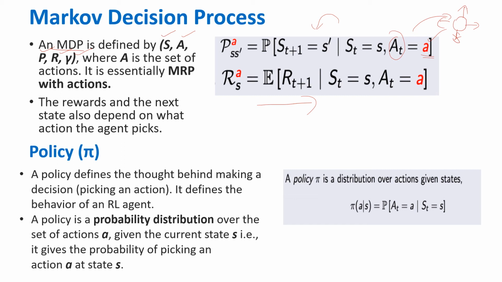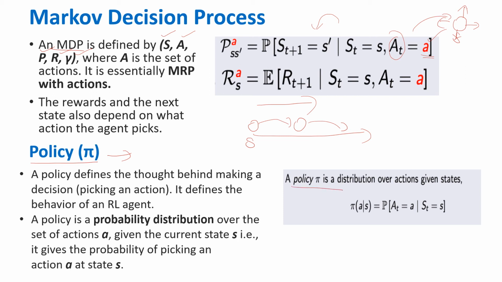action. So the policy pi. There's one more terminology, policy pi. The policy pi defines the thought behind making a decision. It defines the behavior of an RL agent. So basically at each and every state we are taking an action, right? When we keep on transiting from one state to another, from each and every state we are going to pick up an action. So what is the right set of actions we are taking at each and every state? That string of actions we call pi.